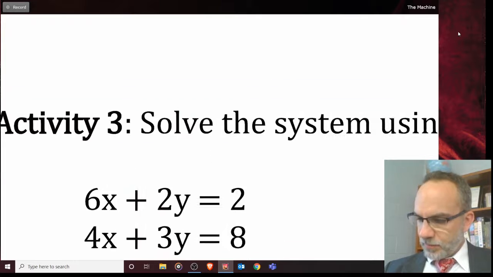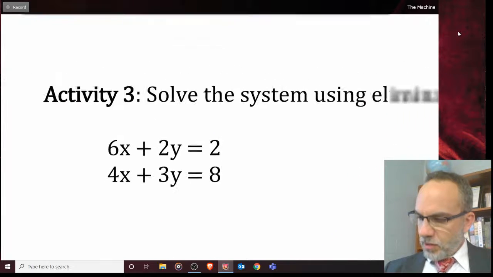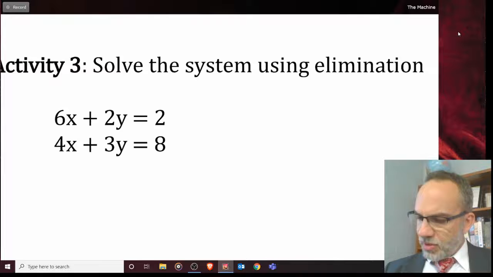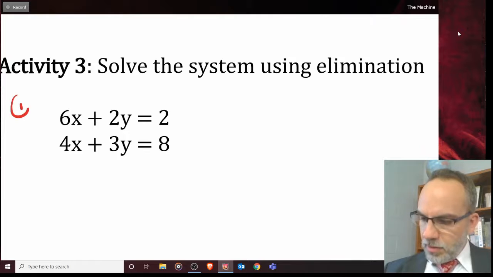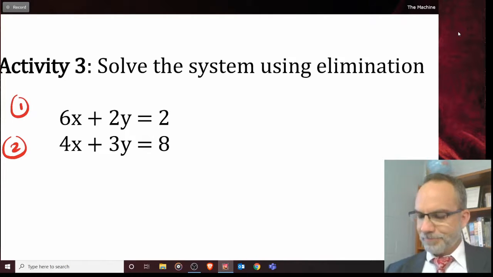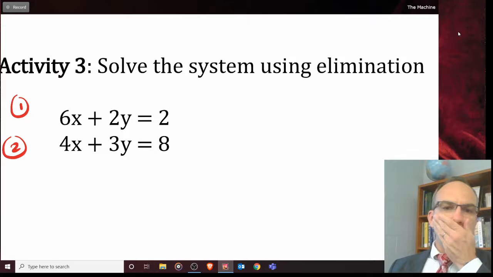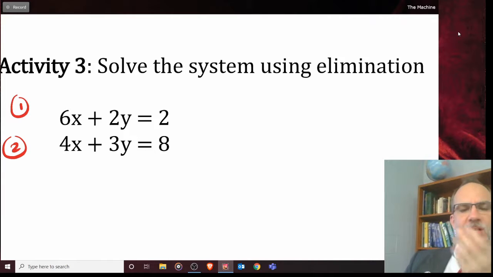Where's the next one? Here we go. Solve the system using elimination. Okay. Here's equation number 1. Here's equation number 2. What do I want to cancel? If it's in standard form, if not, you've got to rearrange the pieces.